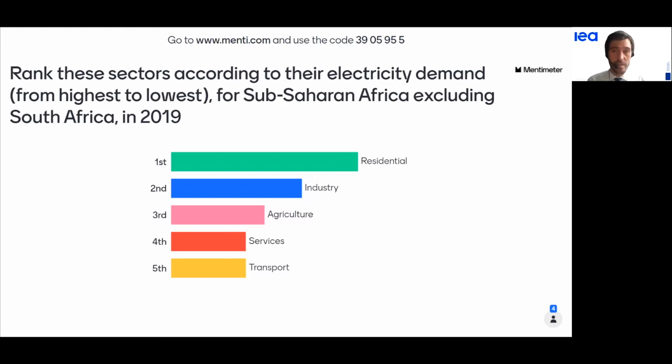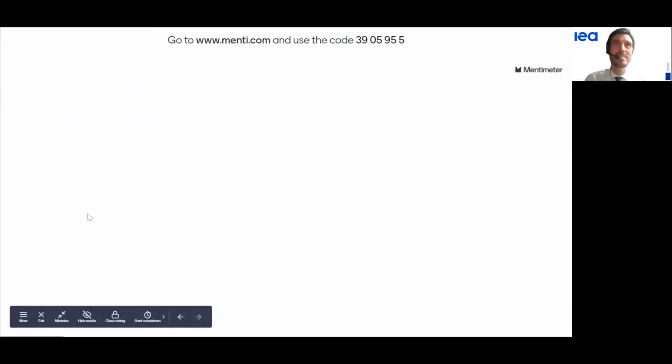Number 3 is services, which are also related to buildings, but services only makes half of what residential or industry account for in terms of electricity demand. And very low and last come agriculture, which in sub-Saharan Africa is not a sector demanding much electricity, and then transport, even lower. Even though we see some countries with plans to develop electrical mobility, especially for 2-3 wheelers, but also for electric cars, so far this has not translated into much real demand for electricity on the continent. Here on the picture you have the right order, which is exactly what you voted for. So congratulations. And moving to the next question.